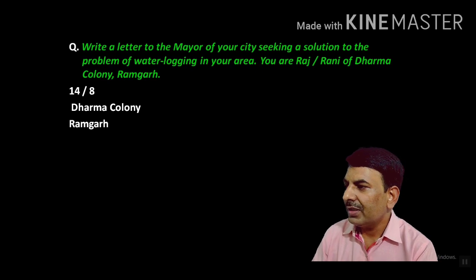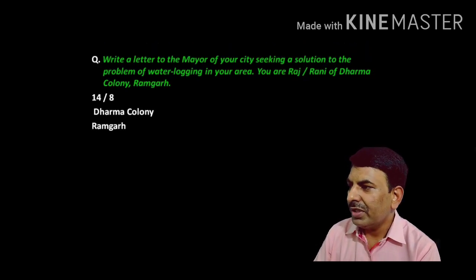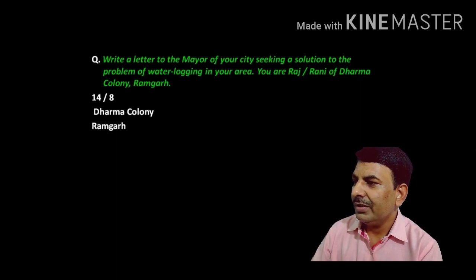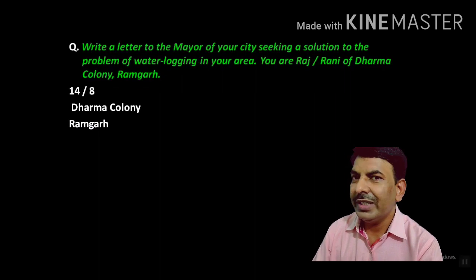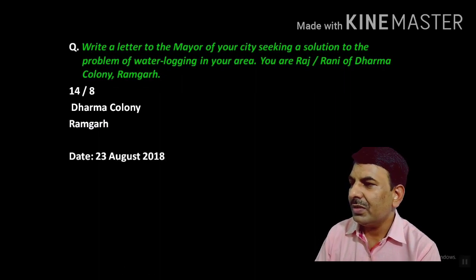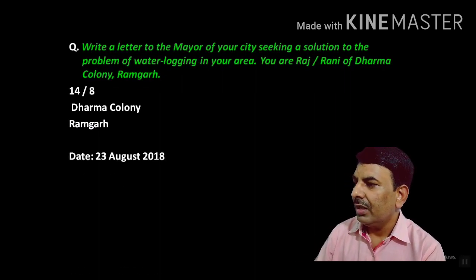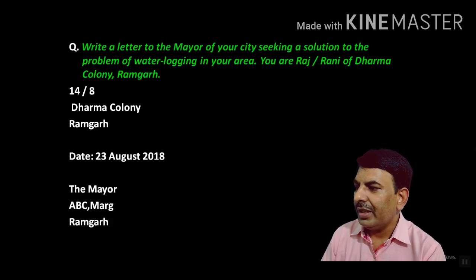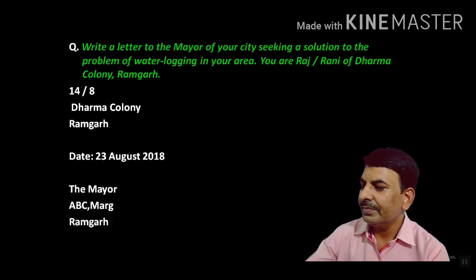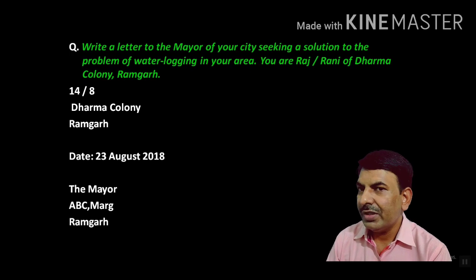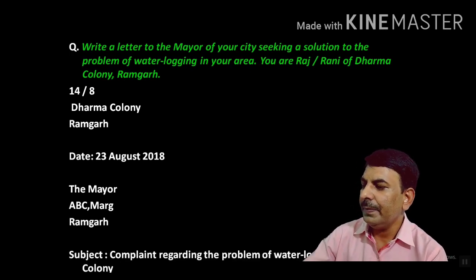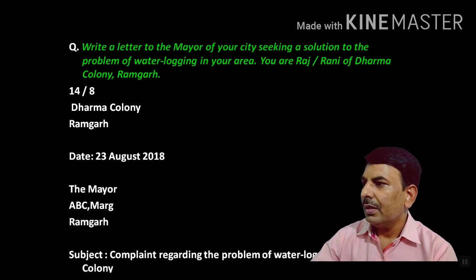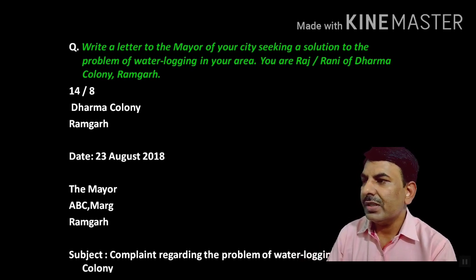So first of all, the address: 14/8 Dharma Colony, Ramgarh. Next is date. The whole date is given here. It doesn't matter whatever the date. Next is the mayor, ABC Marg, Ramgarh. Next is subject matter: complaint regarding the problem of water logging in Dharma Colony. Next, salutation, sir or madam.